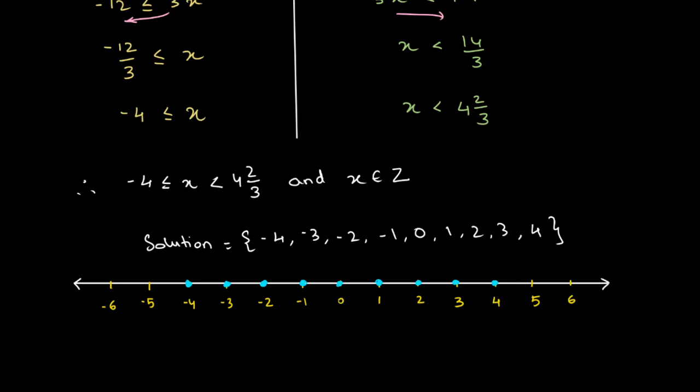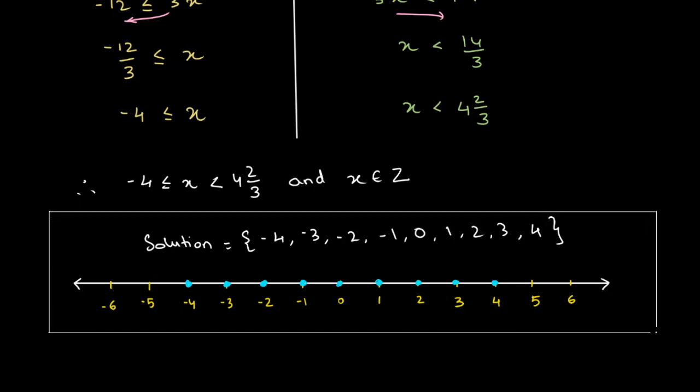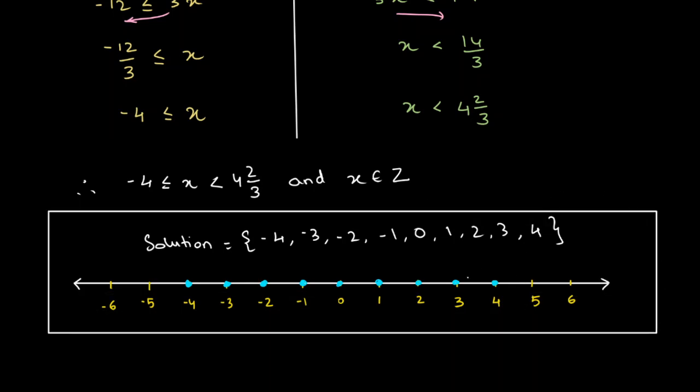This here is our final answer. So let's draw our rectangle around it to mark it as our final answer. That's the solution set and its representation on the number line.